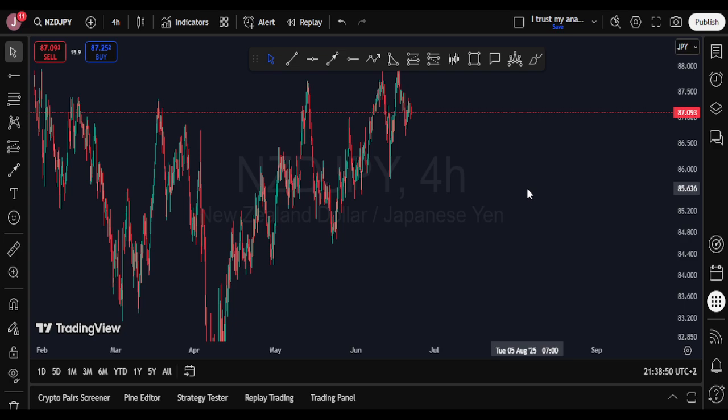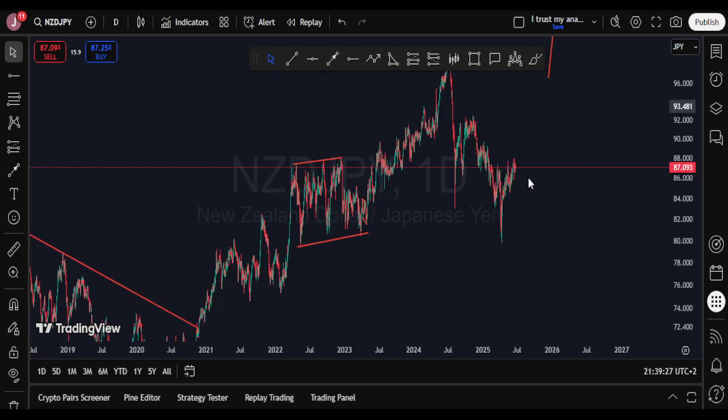Let me move to NZDJPY. Let's go to the daily time frame so that we get the overall view. And with this one as well, if you check the last analysis I did, we're still looking for those buys to the upside, ladies and gentlemen. Nothing much has changed except how the market has been moving, but the aggressive push is to the upside. So let's just identify what we have right here.